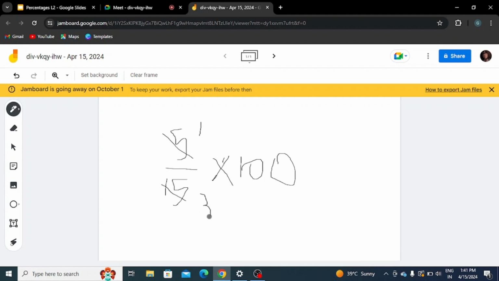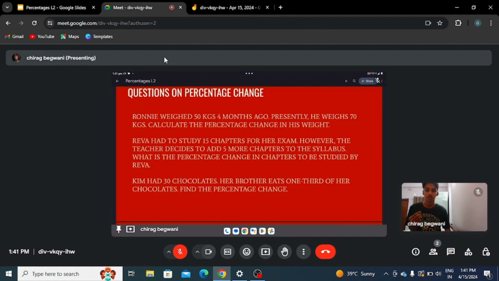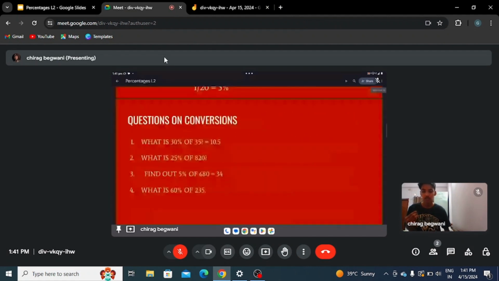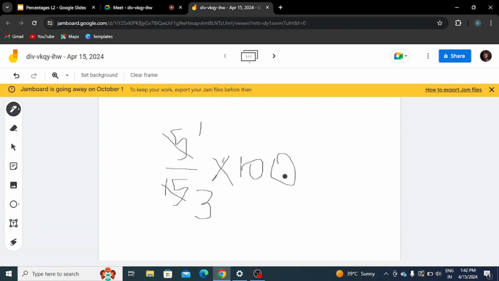Now if I'm having 1 by 3, I should ideally use the percentage chart, because 1 by 3 is something you should not be like, oh, I have to sit and simplify this. So 1 by 3 is nothing but, as we learned the other day, 33.33%. So our answer shall also be 33.33%. 33% approximately.